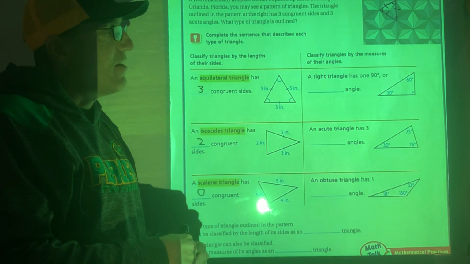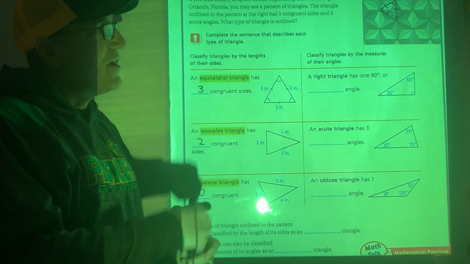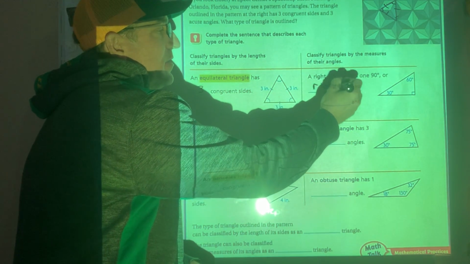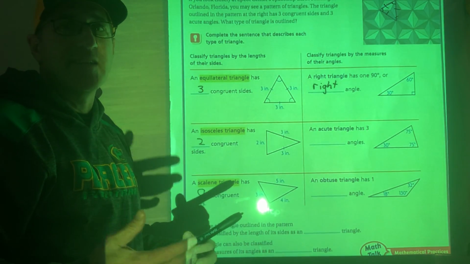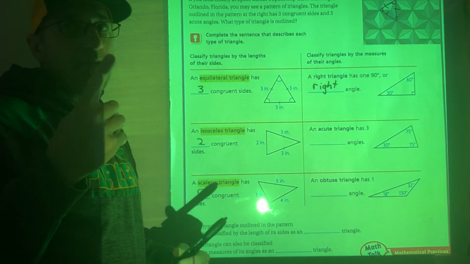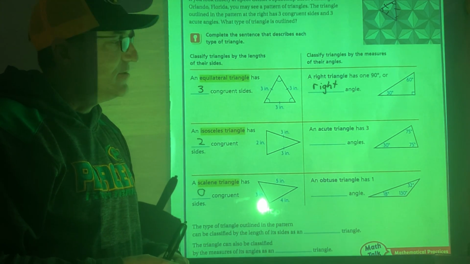And then we can do it by their angles. If a triangle has one 90-degree or a right angle, it becomes a right triangle. Okay, and it can only have one of these. Every triangle has 180 degrees in its interior angles. And if I've got 90 here, these other 2 are going to equal 90 as well. So I can only have one right angle in a triangle.